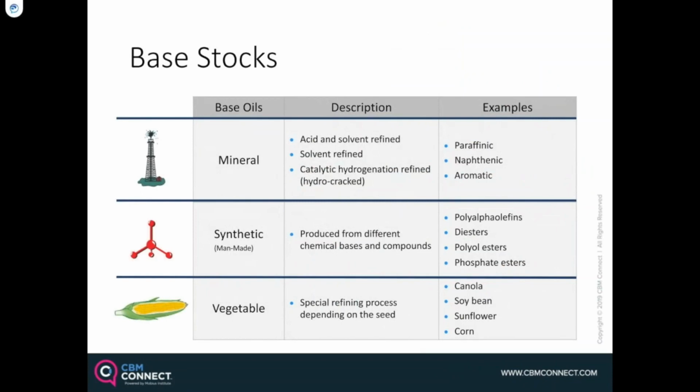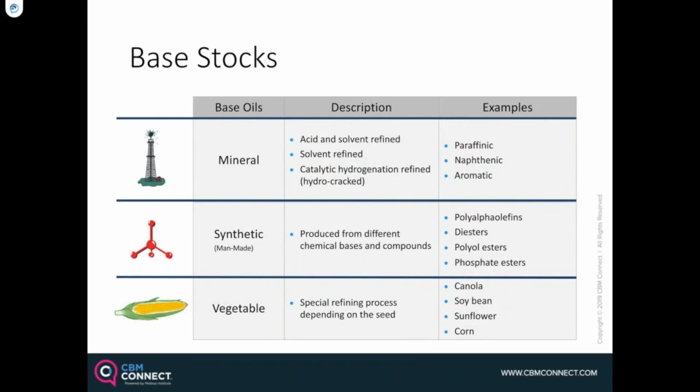Primarily, we think of base stocks as being in three main categories. We've talked about the mineral oil, and I think that's the one that we're mostly familiar with. Just know that even though it's a mineral oil, the types of mineral oils that come out of there, depending on how they're refined, can be different. They can be paraffinic, naphthenic, or aromatic. We're going to talk about paraffinics and naphthenics a little bit more.